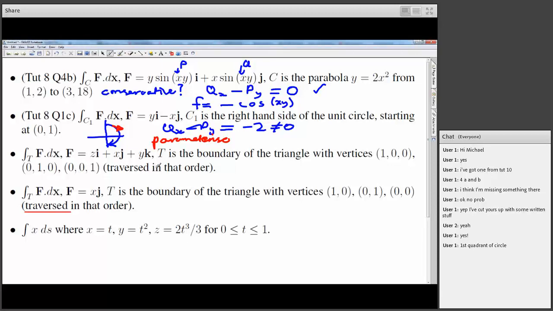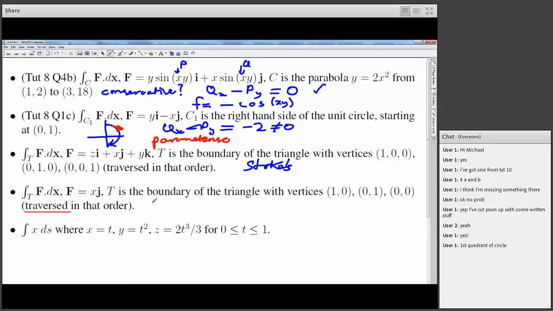Now the next one here, you notice it's actually got 3 dimensions. That's the first thing. So we're integrating a vector line integral along the boundary of a triangle with vertices. Because we're traversing a closed region, it's a closed curve, so Green's or Stokes' would be a good idea. In particular, because it's 3D, Stokes' would be the way to try it out. Stokes' theorem requires you to work out the curl of this and then integrate the curl over the enclosed region of the triangle. But that's recognizing that Stokes' is important in the first place.